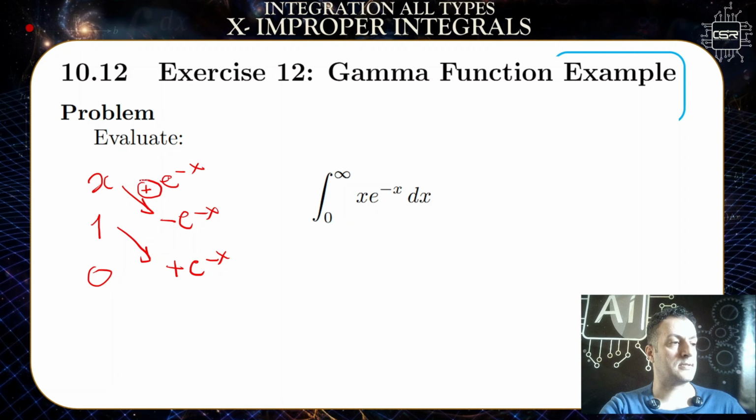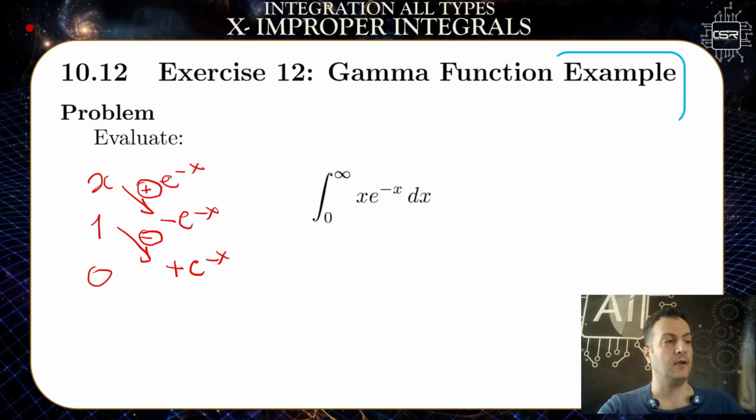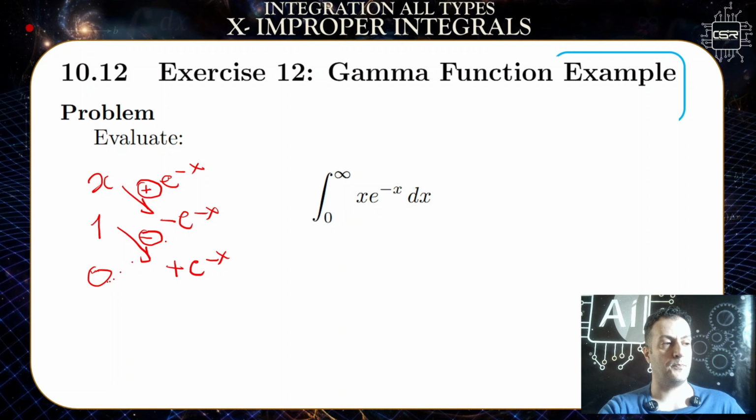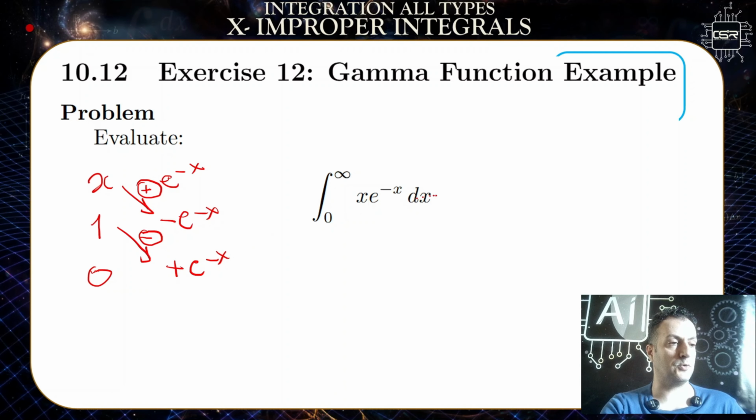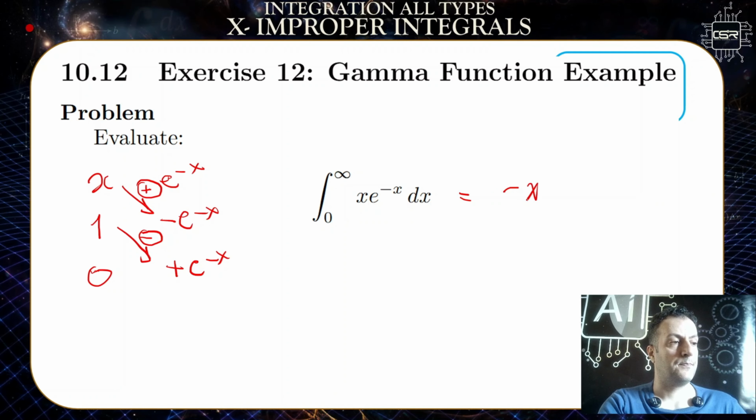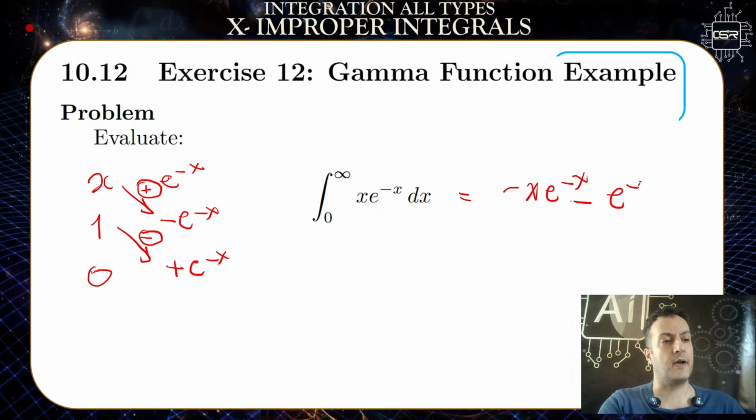while alternating the signs. So first one, the sign is plus, second time, it would be minus, etc. Here, we only have two multiplications because we already had reached 0. So this is equal to minus x e^(-x) minus e^(-x) as an integral.